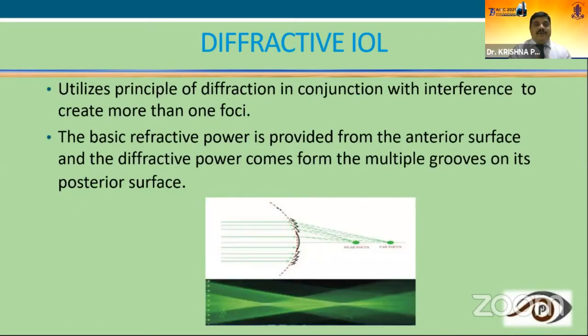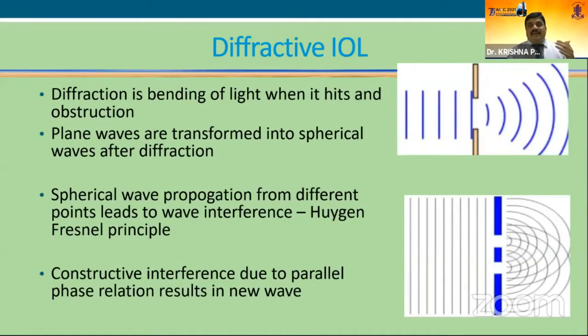So let me come to the diffractive intraocular lens. It utilizes the principle of diffraction in conjunction with interference to create more than one focus. Basically, refractive power is on the anterior surface of the lens and the diffractive power on the posterior surface through multiple grooves. What exactly happens in the diffractive IOL? Diffraction is nothing but the bending of light when it hits something and becomes obstructed. What happens when the plane waves are transformed into spherical waves after diffraction? This is according to the Huygens-Fresnel principle, where spherical wave propagation from different points leads to wave interference.